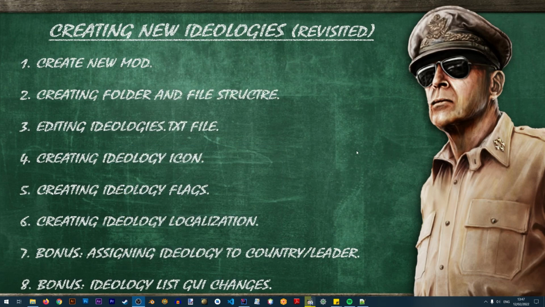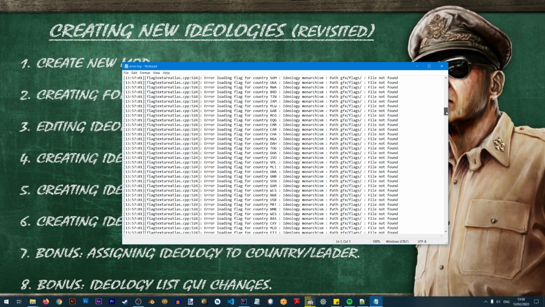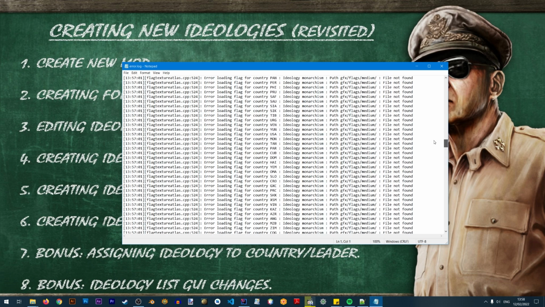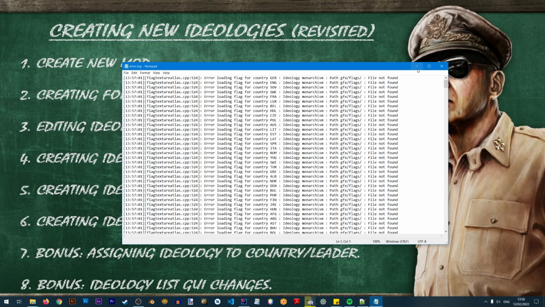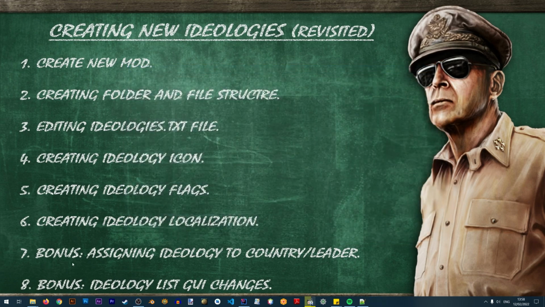Let's proceed to step number 5, creating our ideology flags. In step number 5, we will be creating our new ideology flags. Now, if you were to start Hearts of Iron 4 now with your new ideology mod, you will probably encounter a lot of these errors. These errors are here because the game expects to have a flag for every ideology that exists in the game. So this is exactly what we're going to be handling now in this step number 5. So I'm going to close this.